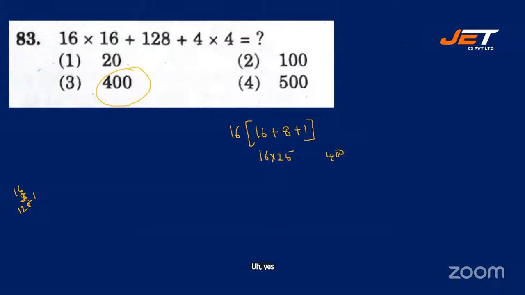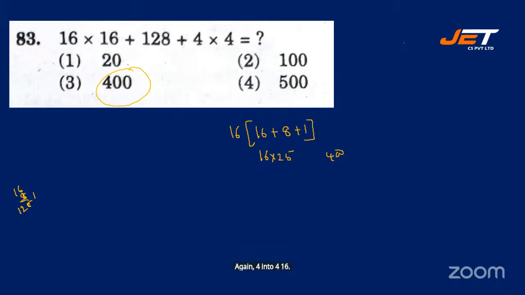Yes. Ma'am, I did not understand. So, Somesh, what is there to understand? It is very clear. We are using the quick property to get the answer instead of multiplying 16 into 16 plus 128 plus again 4 into 4, 16.